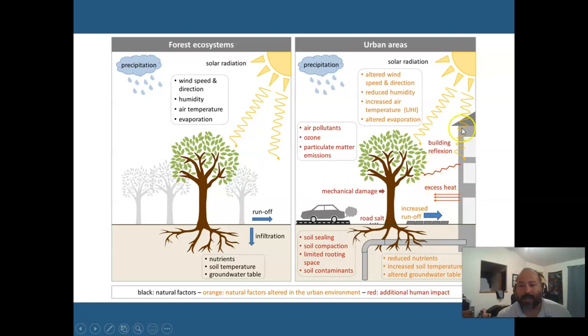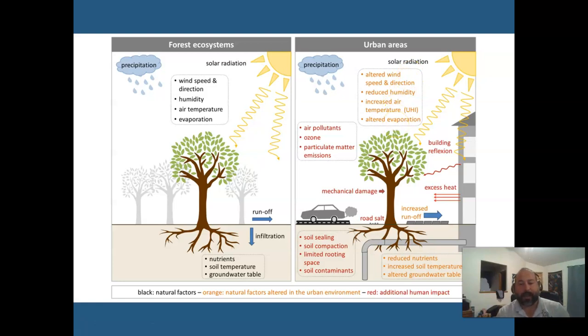We're going to get increased heat because we have things like buildings that are going to reflect light energy and put more light energy onto our trees, which might be a good thing, might be a bad thing. We might also have soil sealing or compaction or limited root space because of roads or houses or driveways or any of these other things. We might have soil contaminants from things like pipes or other things that are in there that are not normally seen out in a forest. You also got air pollutants and particulate matter emissions and all sorts of other things to think about.